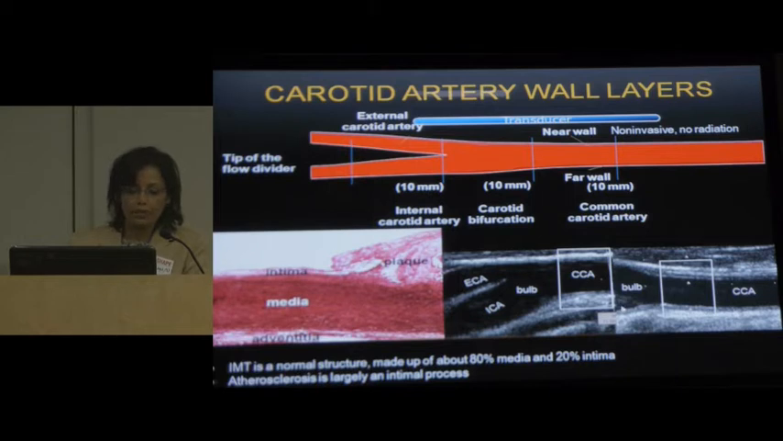Plaque, as you know, is really the process that we are after to detect by imaging, and it tends to be an intimal process. So if you're really truly looking for atherosclerosis, you need to be looking for plaques and measuring plaques.